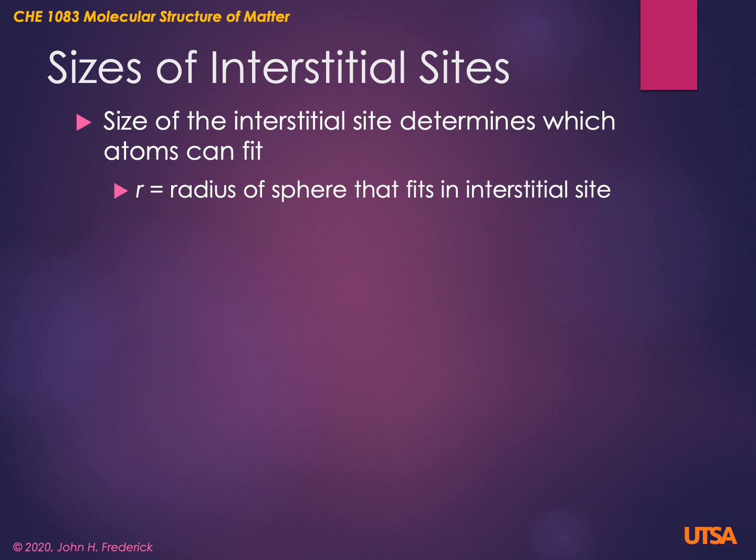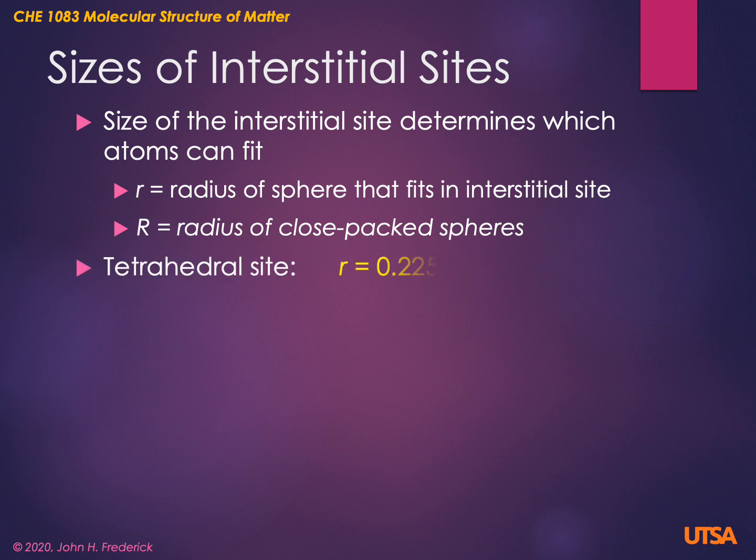I'm going to use a little r to represent the radius of the sphere that would fit into a small interstitial site, and big R as the radius of a closest packed sphere. Now we can find the relationship between these two just by using simple geometry, although maybe it's not so simple geometry. It's probably a little bit more detailed than what you would have learned in school. Nevertheless, it's not a complicated operation. It's just a matter of using geometry.